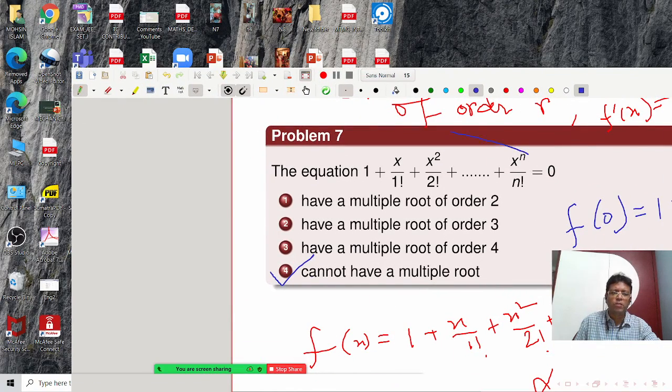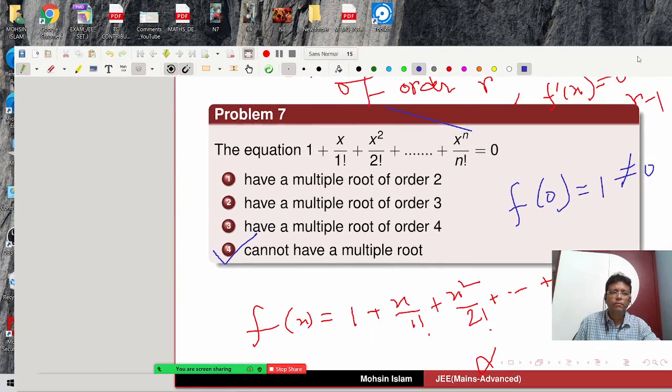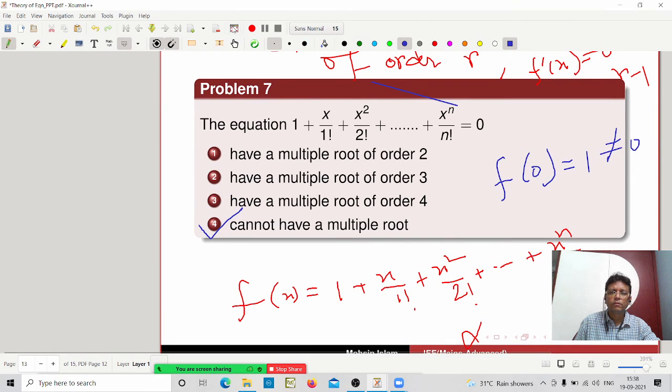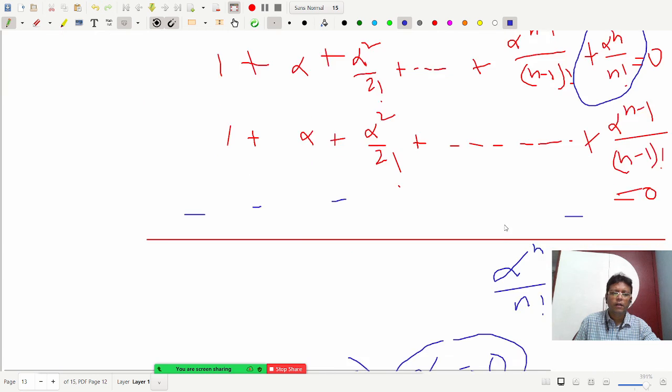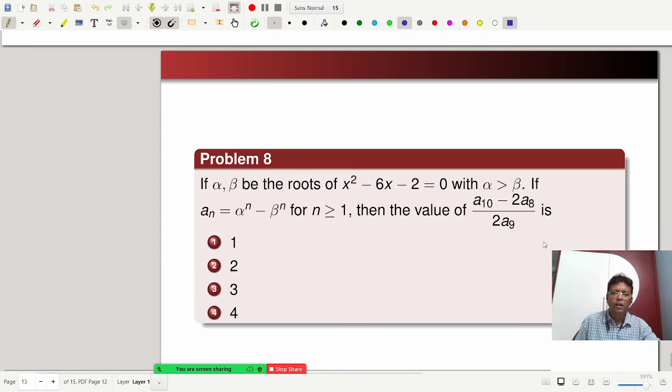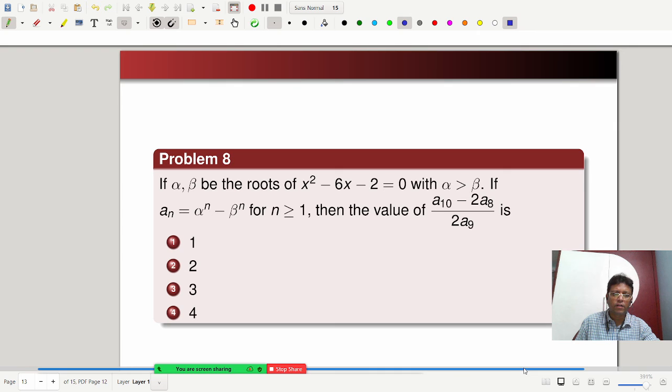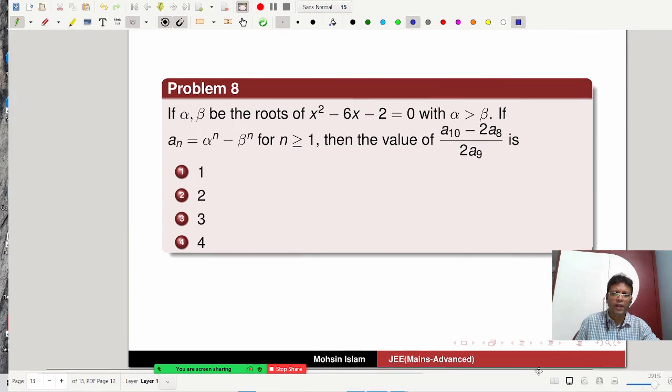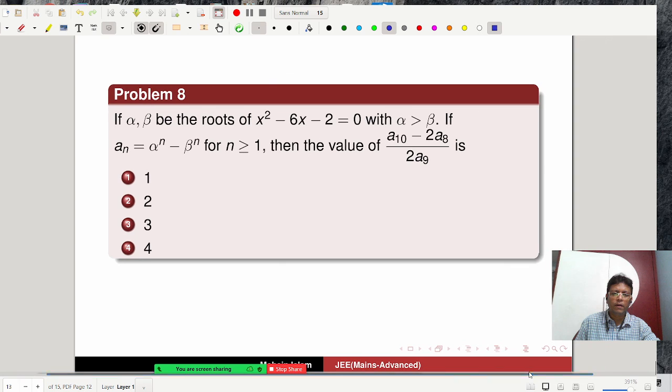I think I have a last part. Okay. So last question we have. Yeah, this is the last question. This is similar to that result. Alpha beta are the roots of the equation x squared minus 6x minus 2 equal to 0 with alpha greater than beta. Again, the same thing, we have solved this problem, but this problem came in a very recent JEE Mains question. An is alpha to the power n minus beta to the power n for n greater or equal to 1. Then the value of this.